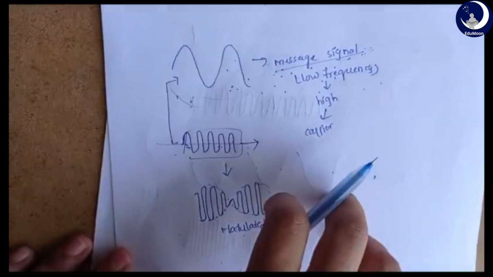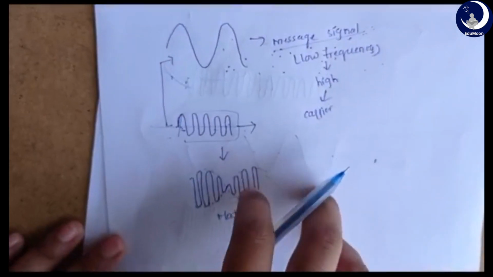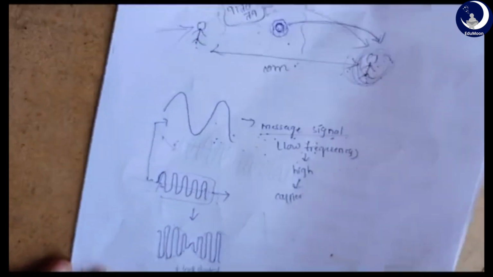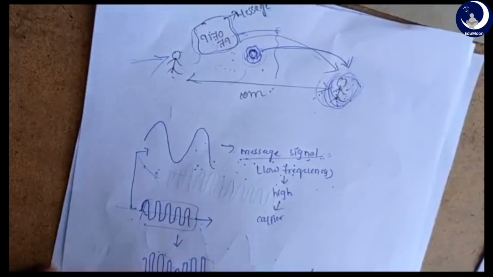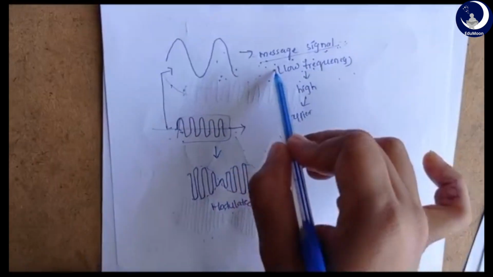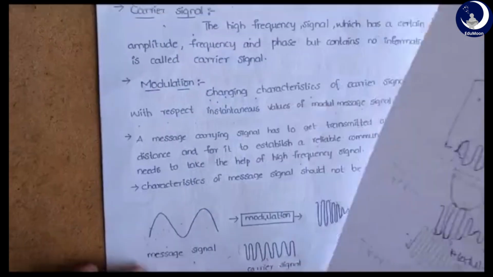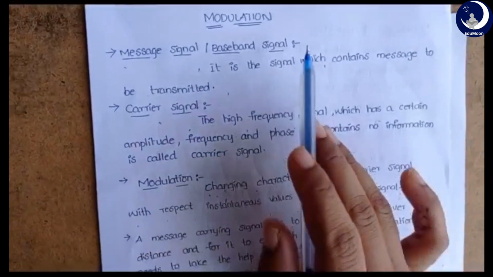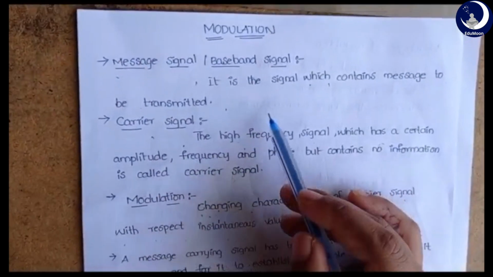This is brief information about what modulation is and what's going on in modulation. Now let's see, in modulation we need a message signal and a carrier signal. So what is a message signal? A message signal is a signal which contains the message that is to be transmitted.